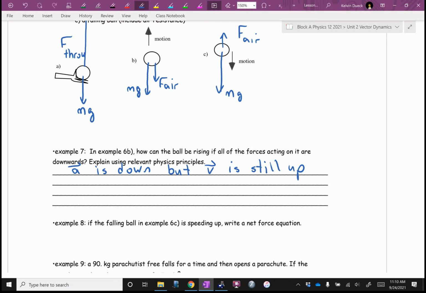Totally. Example 8 says, for 6c, write a net force equation. Well, who's winning? Who's losing? And that would equal ma. That's about the limit of what we're going to do with air resistance. I'll have to give you the information at a specific spot as though I'd taken a snapshot of the situation.